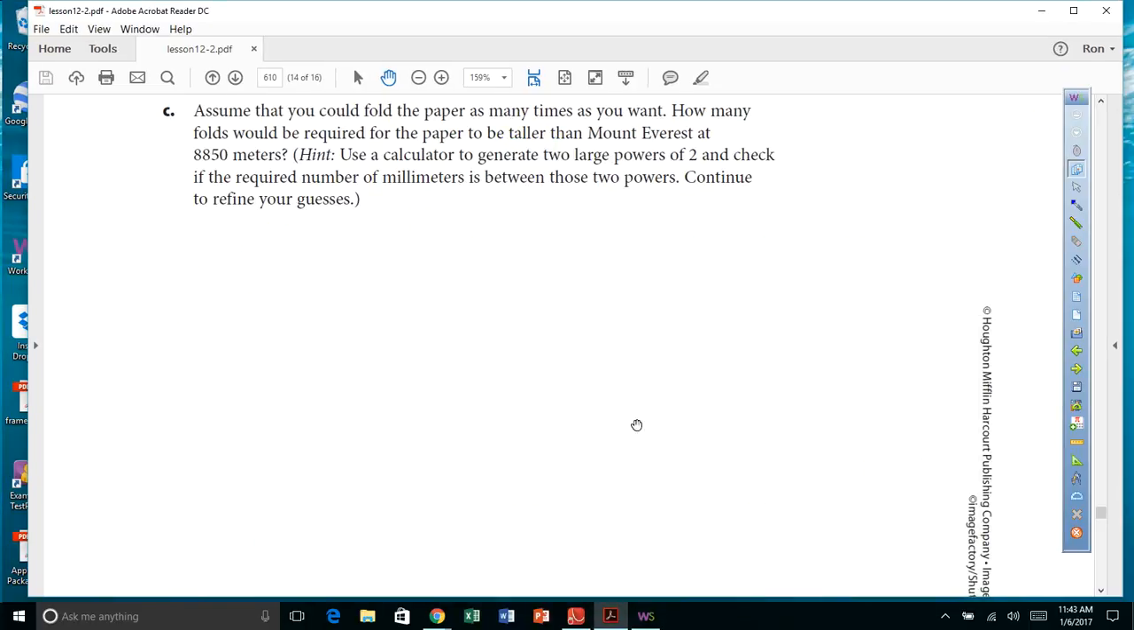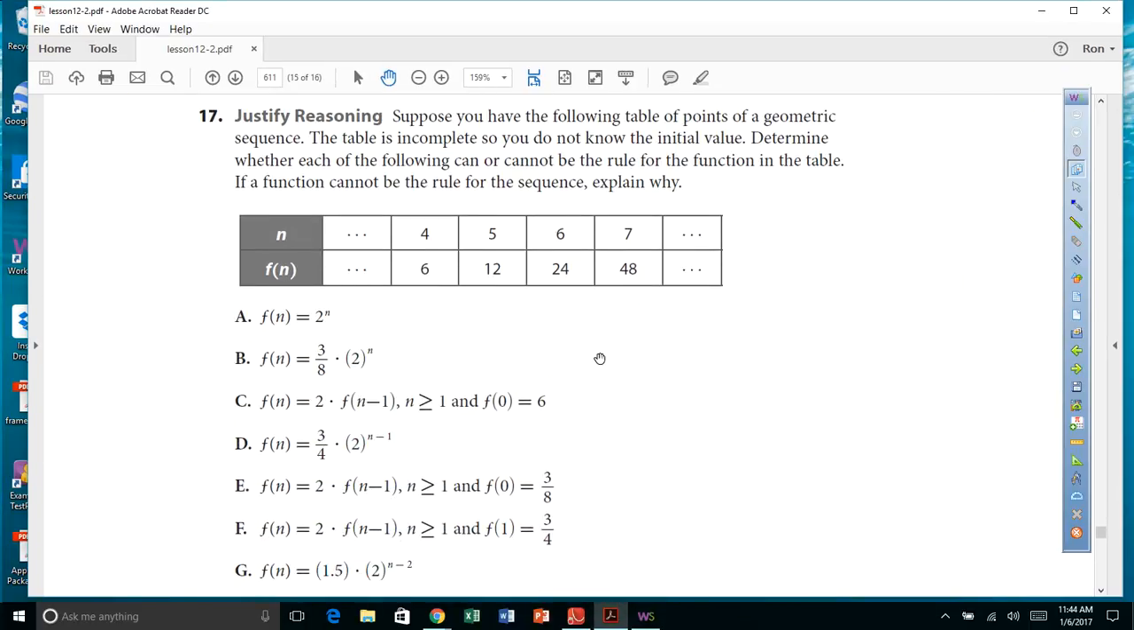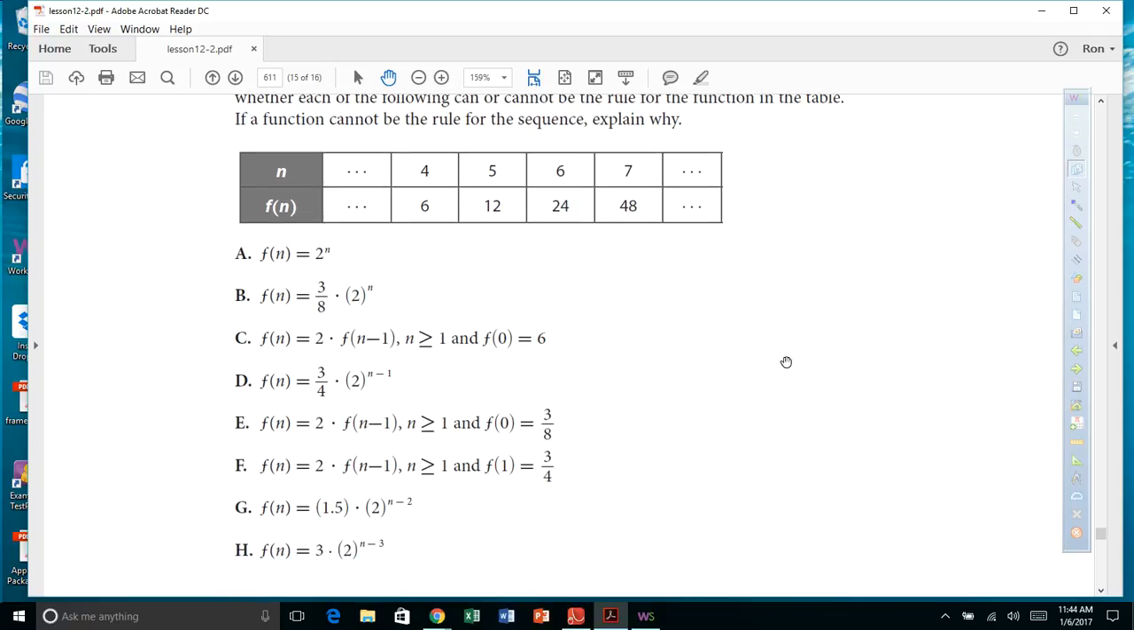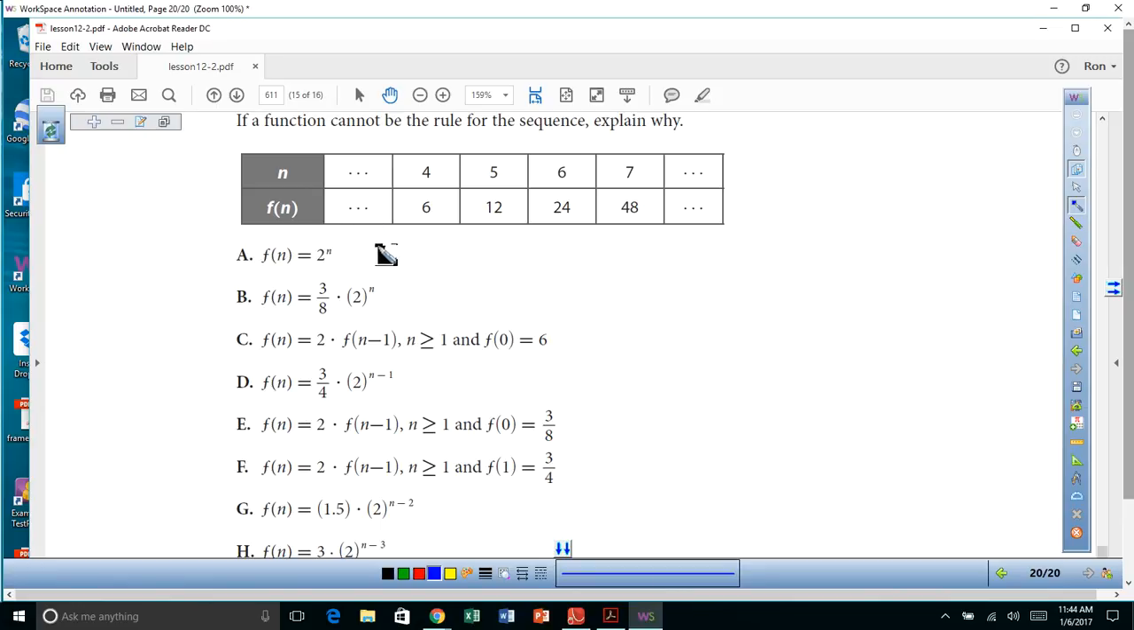So what else do we got? Justify your reasoning. Suppose you have the following table of points of a geometric sequence. The table is incomplete, so you do not know the initial value. Determine whether each of the following can or cannot be the rule for the function in the table. If a function cannot be the rule for the sequence, explain why. Well, let me show you how to do these.